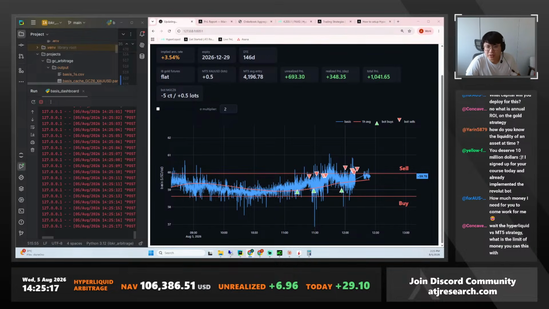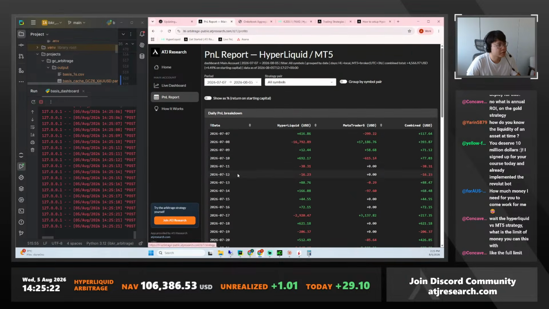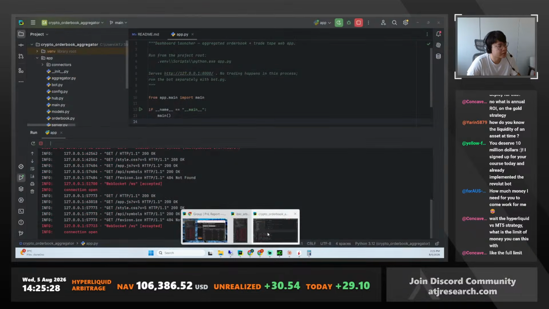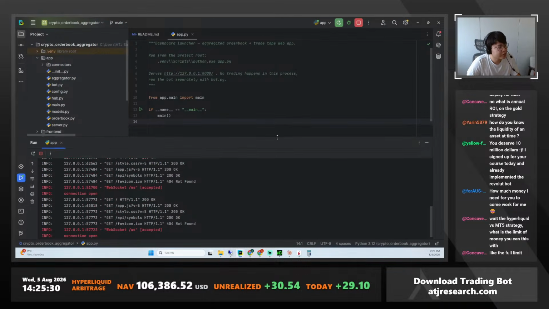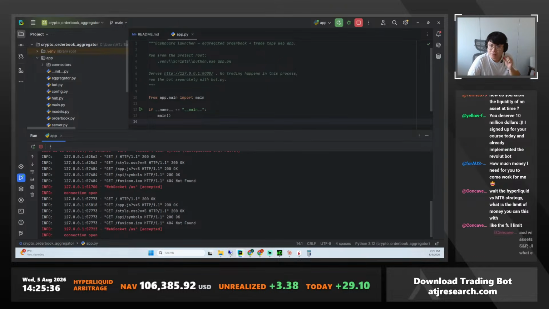What is the annual return on investment on the gold strategy? Right now on this strategy, I don't know yet, right? We are still testing, and I can't say for sure. But I'm aiming for at least 20-30%. Hopefully it will be more.